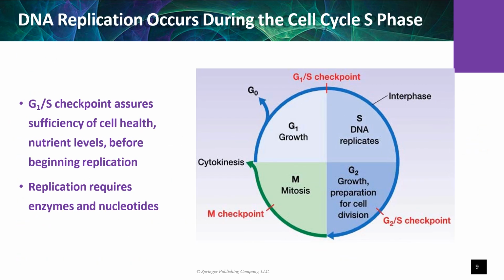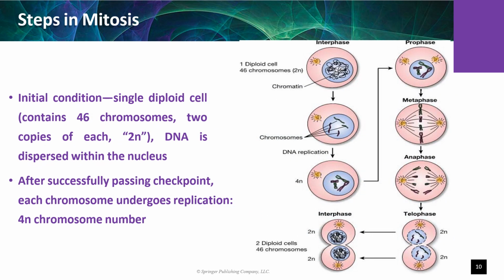The cell cycle shows both the gap and the mitosis phases. There is always a checkpoint to make sure that the cell is being replicated appropriately. The G1/S checkpoint assures sufficiency of cell health and nutrient levels before the actual beginning of cell replication.